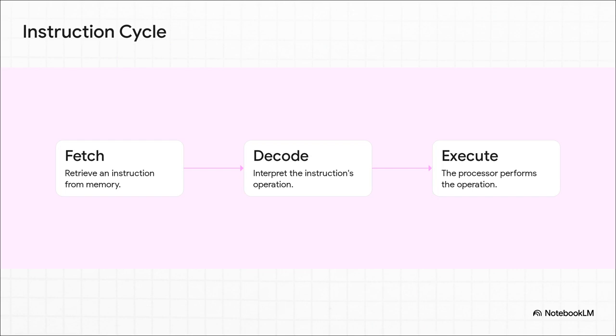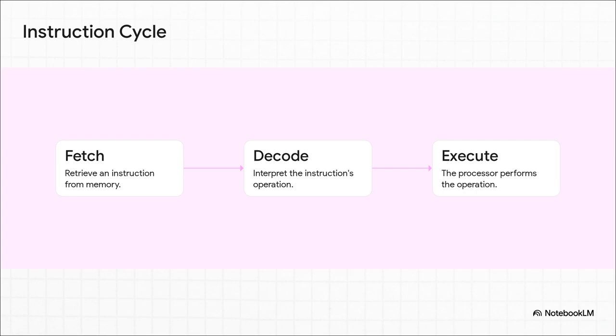The way the CPU chews through these instructions is in this constant, relentless cycle. Seriously, it's like the heartbeat of your computer. First, the control unit fetches the next instruction from memory. Then it decodes that instruction to figure out what it's supposed to do. And finally, it tells the right parts, usually the ALU, to execute the command. Fetch, decode, execute. Over and over again, billions of times every single second.